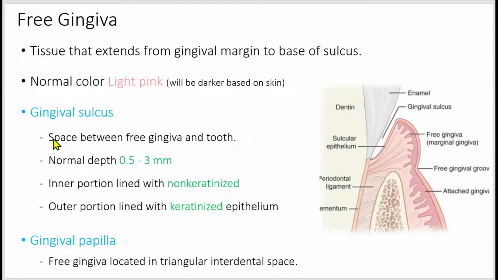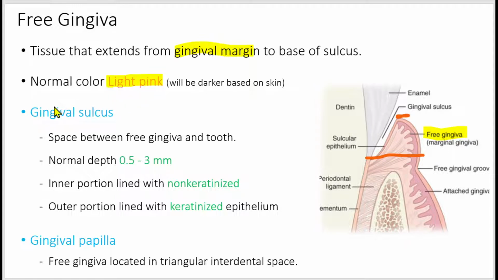Okay. Now we're going to talk a little bit more about the free gingiva. So we know that it is the tissue from the gingival margin all the way to the base of the sulcus. So this is the gingival margin here. That's the gingival margin, right, where it starts. And then that is the base of the sulcus. So usually that is our free gingiva. That's the space for the free gingiva. The color is usually light pink, but you know that with darker skin, the gingival color generally reflects a little bit darker color.